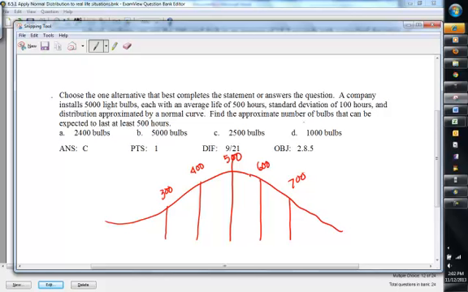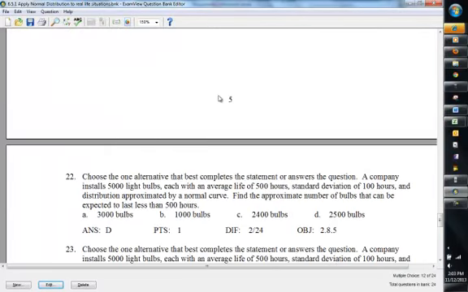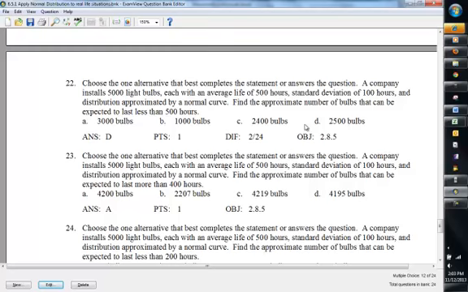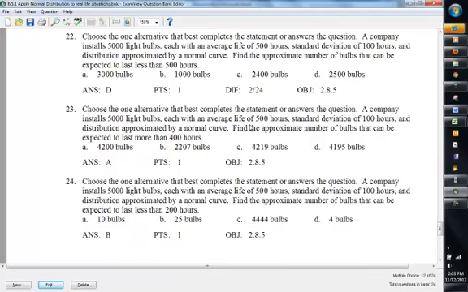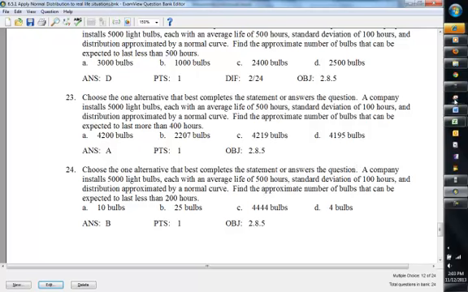Find the approximate number of light bulbs that can be expected to last at least 500 hours. So we want from 500 hours and more. Well, we just, on that last question, found out that that is 50% of the time. Since it's 50% times 5,000 light bulbs, we get 2,500 bulbs. Let's do one more of this type. Let's do this one right here.